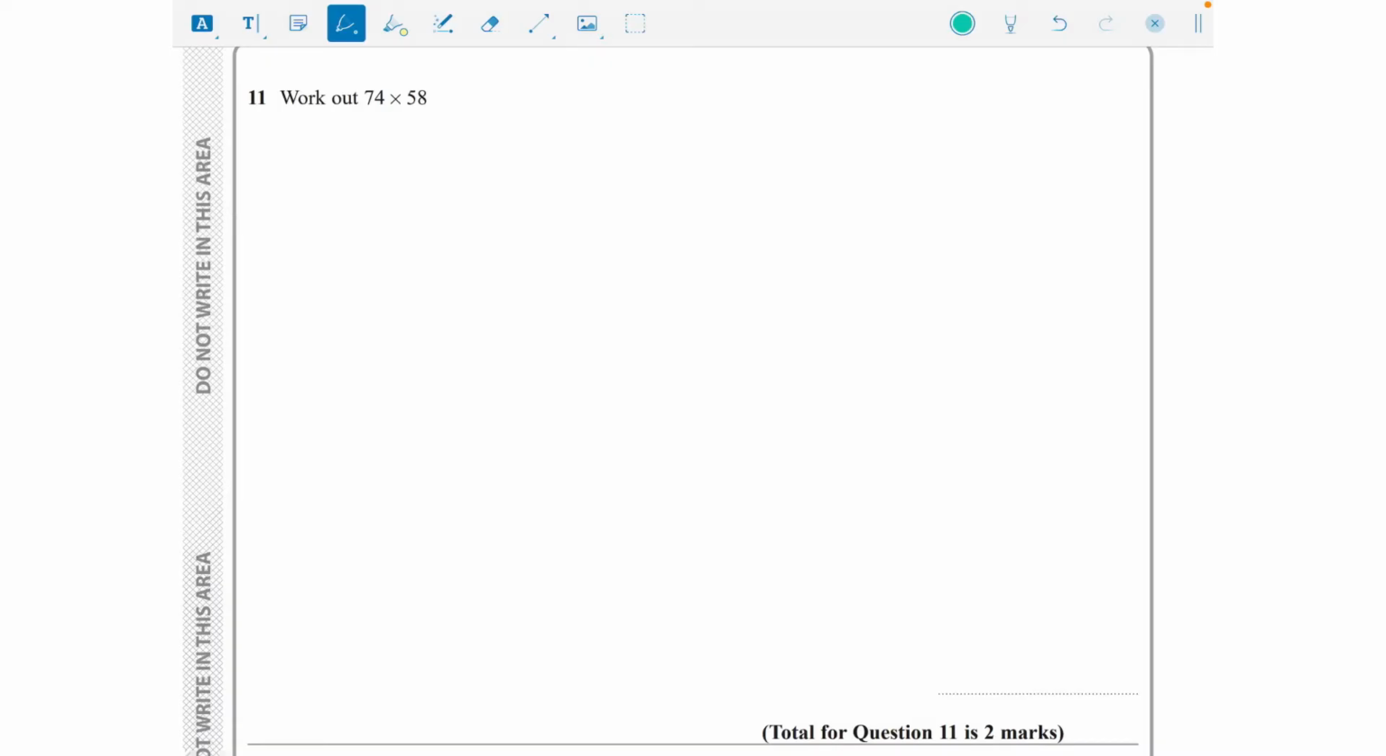Question 11, work out 74 times 58. Now this is a classic non-calculator question. You need to be prepared for if they ask you to multiply numbers or decimals. If it was 7.4 times 5.8, we'd be doing this in exactly the same way. We'd just put the decimal point back in at the end. So 74 times 58 without a calculator.